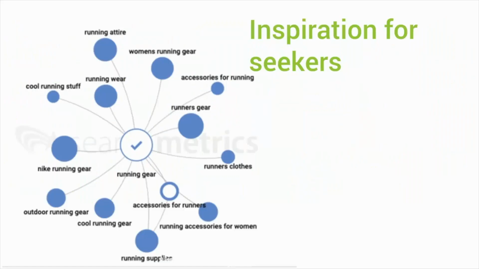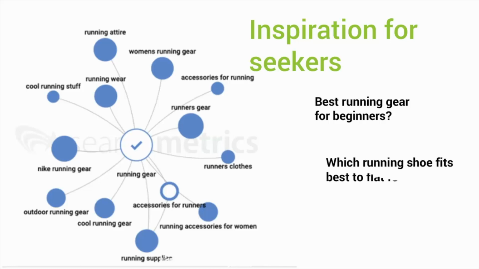Let's take running gear as an example. We know that running gear is a rather informational-driven topic cluster. So on all your running gear landing pages you should put out inspiration for those seekers who are looking for information. You can come up with a title like Best Running Gear for Beginners, or Which Running Shoe Fits Best for Flat Feet, or Running in Winter: Which Gear? So you give inspiration to those people who are specifically searching for information referring to your product.